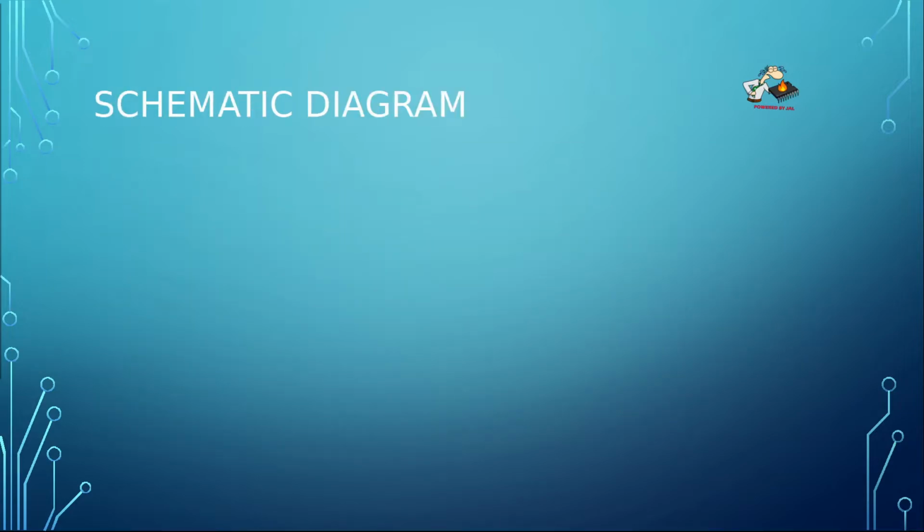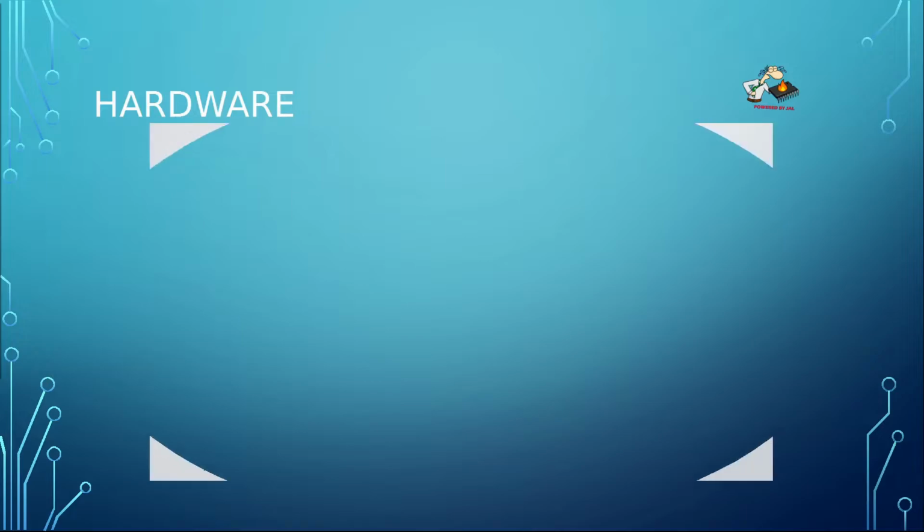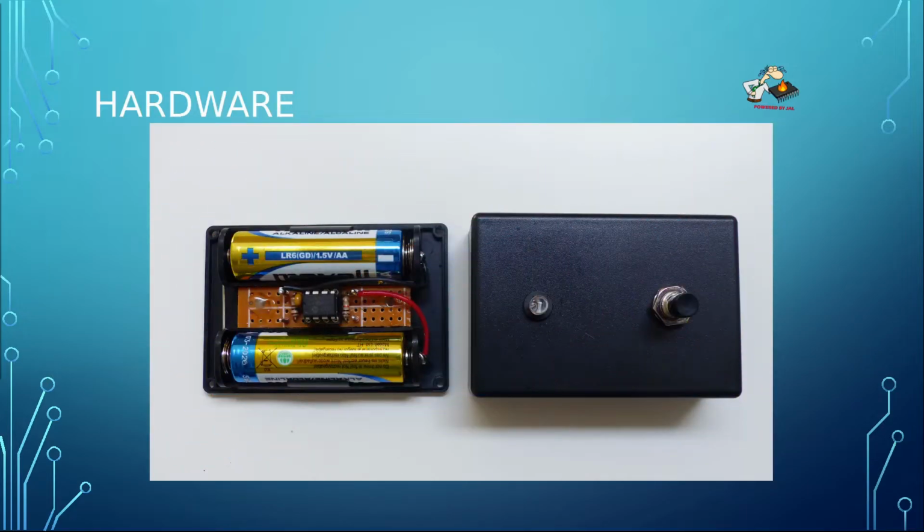So, the schematic diagram is very simple. It consists of one microcontroller, a LED, a push button and 2 batteries, and that's all. And this is how I built it. I used a small plastic cabinet for the push button and the LED, and as you can see, it fits nicely with the microcontroller and the 2 batteries.